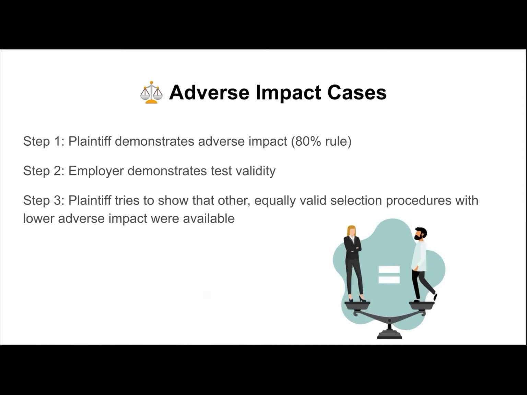This is why it's so important to test for validity and do all of that complicated stuff we talked about earlier, so that if you end up in court, you can show that your test is valid. When that happens, the third step is for the plaintiff to show that even though this test is valid, there are other equally valid selection procedures with lower adverse impact. And if those were available, if they could have used lower adverse impact with an equally valid selection procedure, then they may be found guilty.